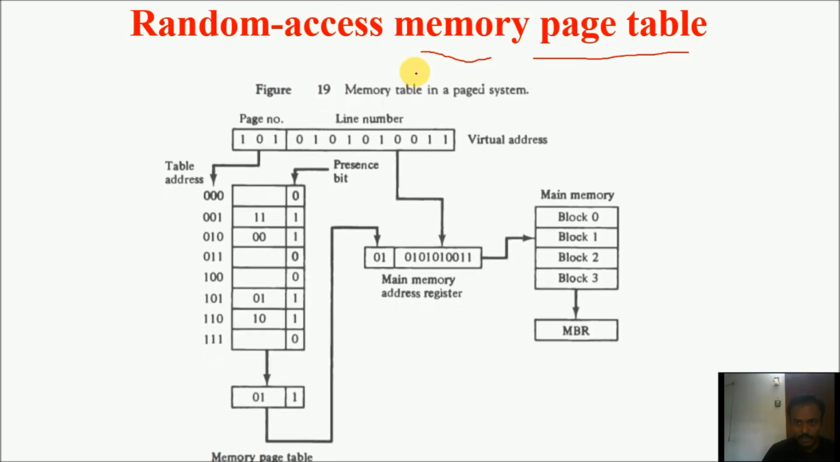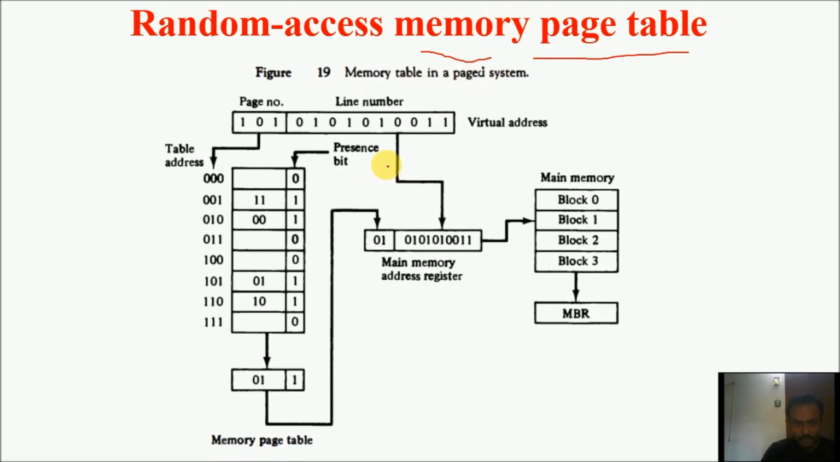Now let's see how this mapping is done. This mapping can be done using the page table. Page table is nothing but a separate memory. So how, using the page table, can we convert the virtual address to physical address? Suppose this is the virtual address, and you have to convert that virtual address into this physical address. The virtual address size is 13 bits and your physical address size is 12 bits.